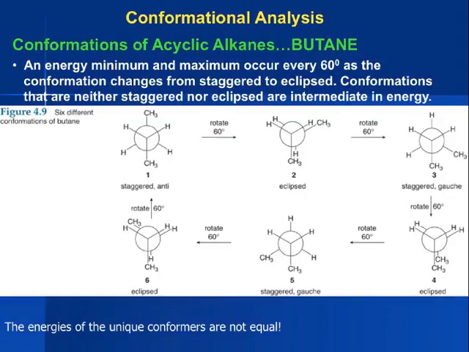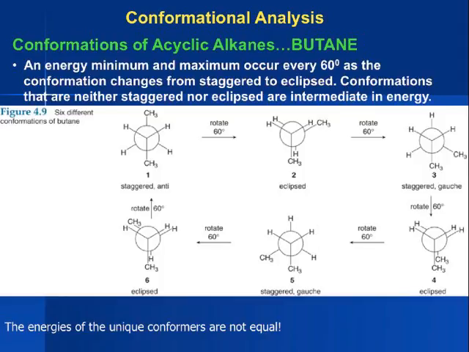Now, instead of just two carbons, we're going to look at butane. So there's butane. C4H what? How many hydrogens do I have? 2, 4, and 6. That's right, I got 10, right? C4H10. I can technically look down the carbon 1, carbon 2 bond and get Newman projections.